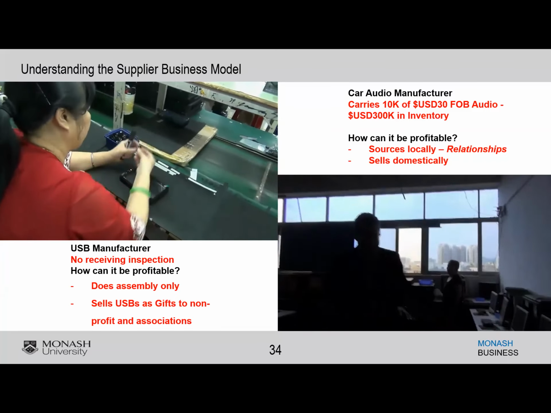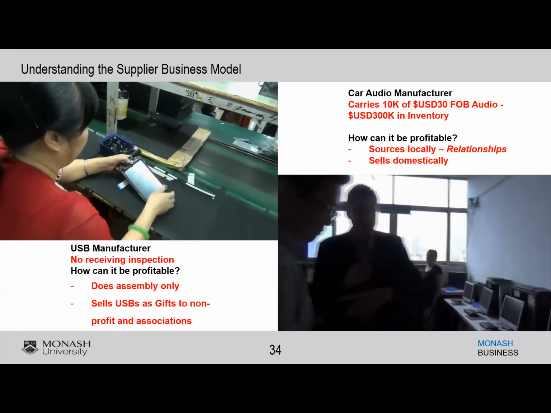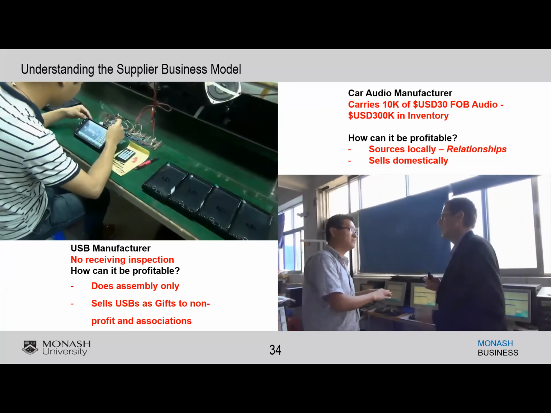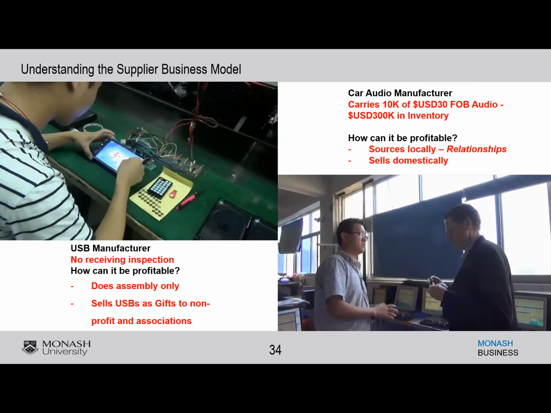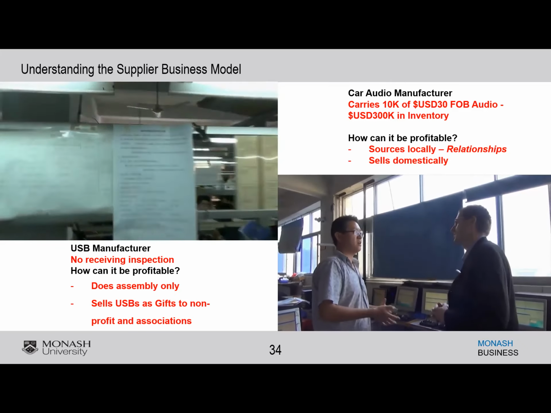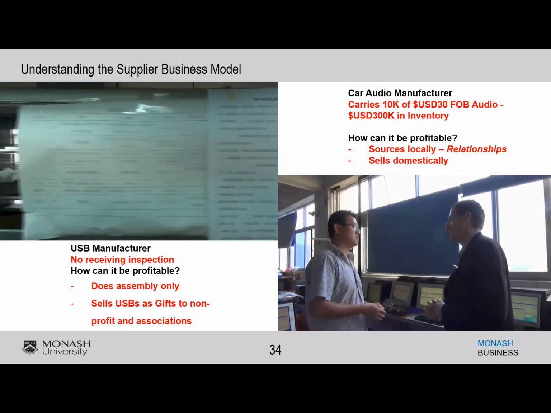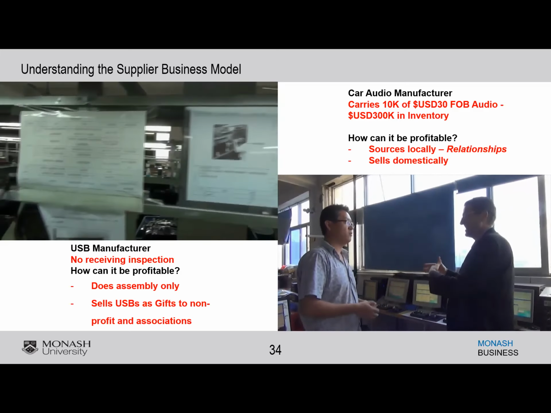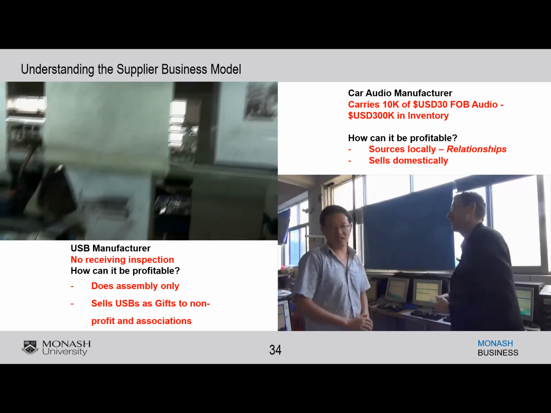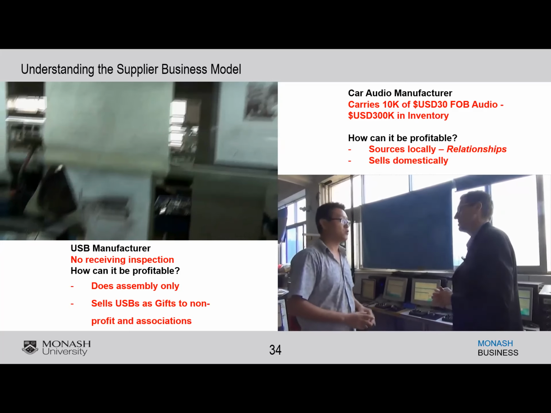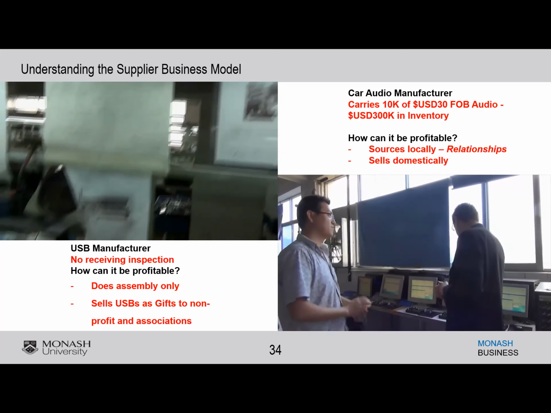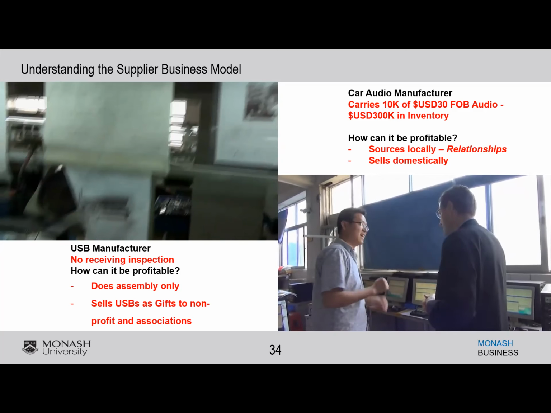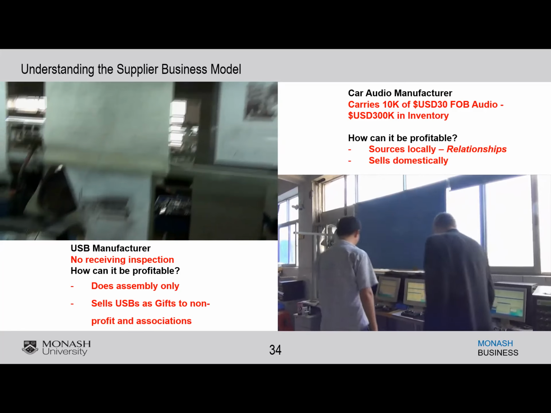What is this company doing? What is their product? USB. USB, all right. But who are they selling the USBs to? As free gifts. Yeah, they're selling them to corporate associations to give away as corporate gifts. So if you get a free USB, do you care about the quality? Or if it doesn't work when you take it home, do you make a big deal about it? Not really. Because it's free. We give them free. It doesn't matter, right?